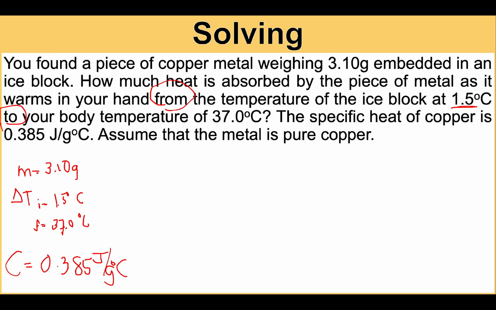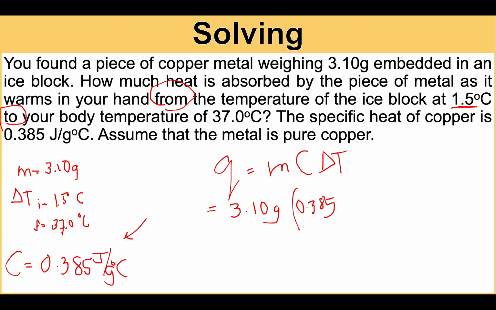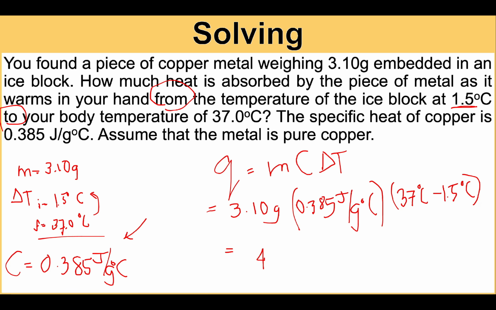Now, just write the formula. Q is equal to mcΔT. Then substitute the values. 3.10 times this one times the change in temperature, final minus initial. This will give you 42.4 joules. It's the correct significant figures, so this is the final answer. Okay? Now let's combine everything.